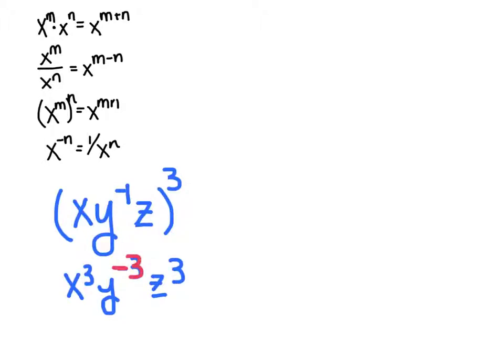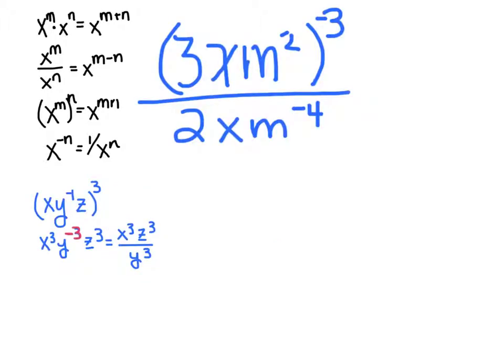and that portion of the problem flips down to the bottom. So this would be equal to x cubed z cubed divided by y cubed. Students tend to do pretty well with that, but then have a harder time when there's more flipping involved. And so you really need to sort of break down the pieces of the problem.